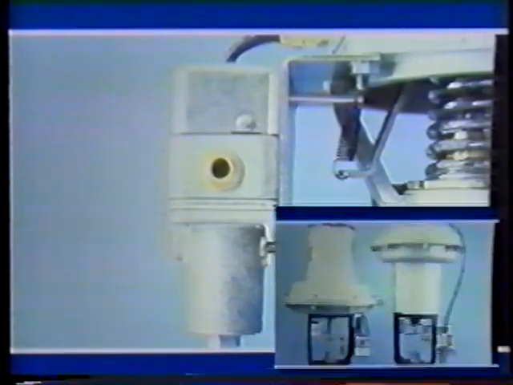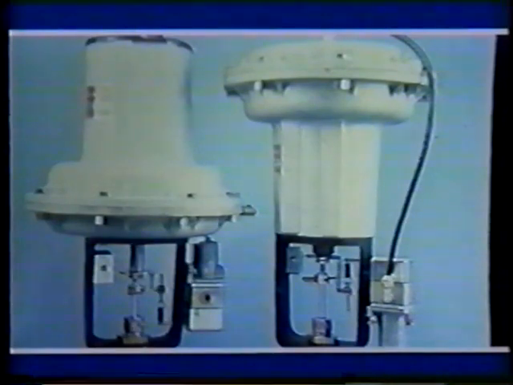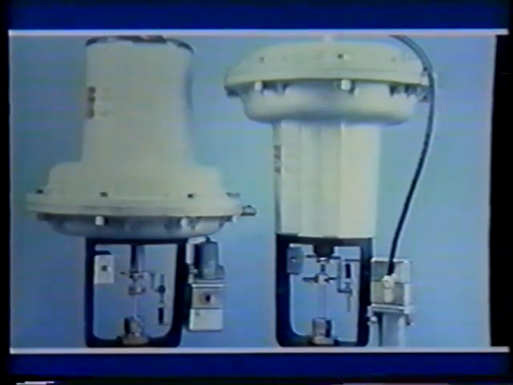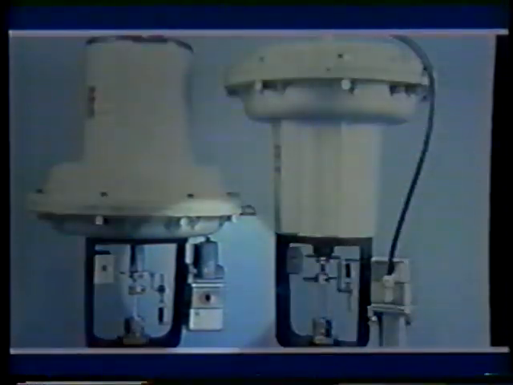Here are positive positioners attached to the 30 square inch actuators, both direct and reverse acting. Note the difference in the mounting styles between the two actuators. Since the reverse acting actuator is traveling in a different direction, the positioner is mounted upside down.